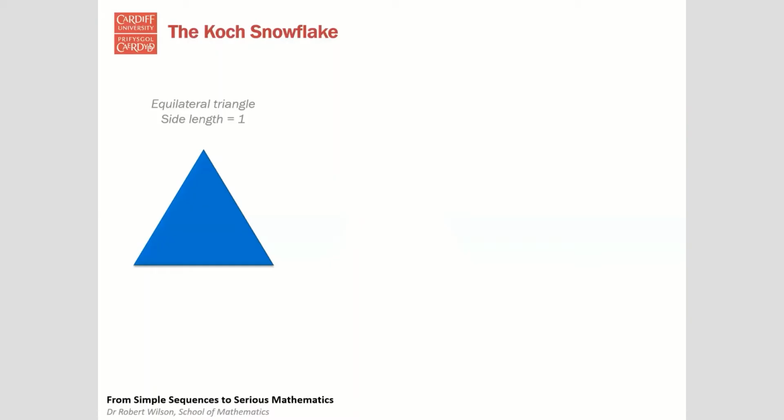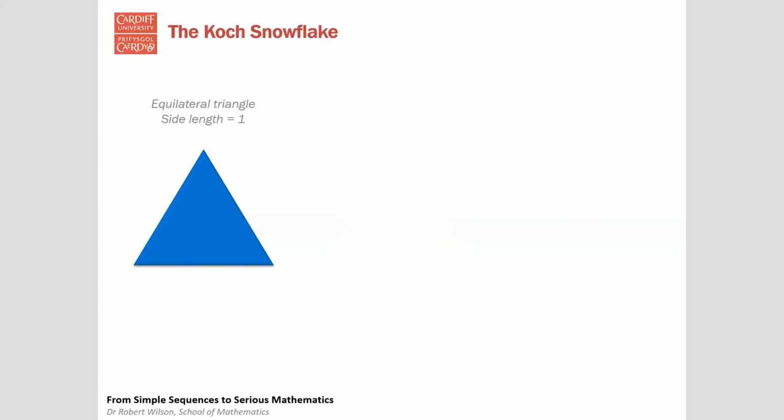The problem we are going to consider is the Koch snowflake. Our starting point is an equilateral triangle of side length equal to 1, and then we introduce a series of repeated iterations and investigate the patterns that emerge.